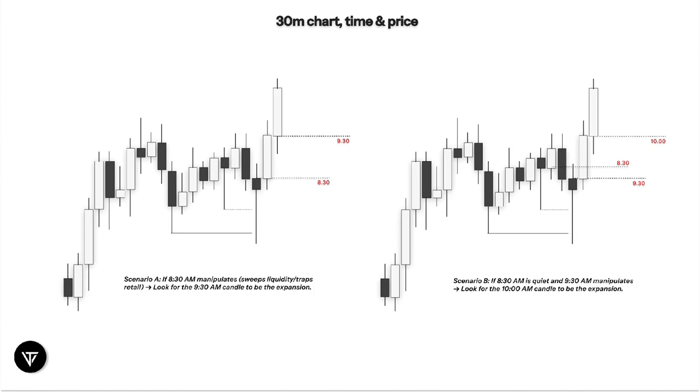But let's say 8:30 is quiet and the 9:30 open is the one that manipulates. Then I just sit on my hands, wait, and I want the 10 a.m. candle to be the expansion.